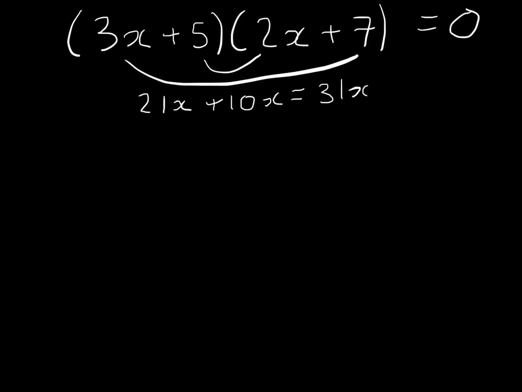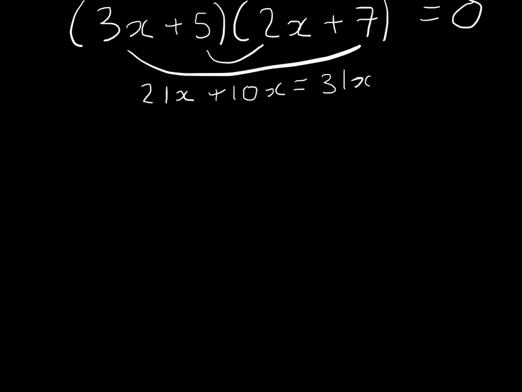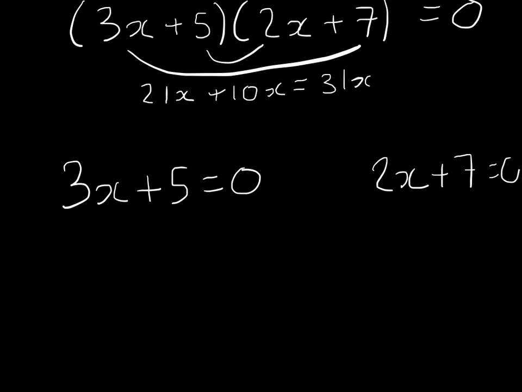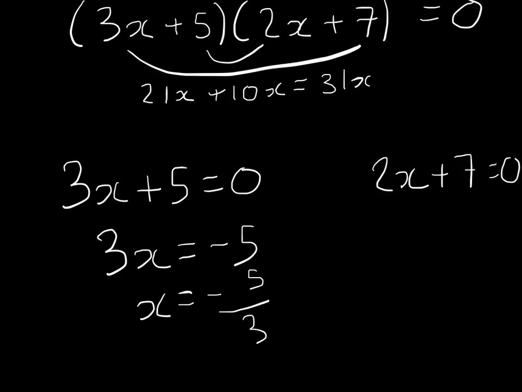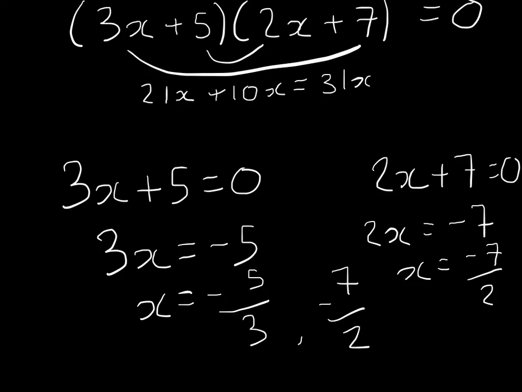Now, for this to be true, either my left bracket has got to equal 0, or my right bracket has got to equal 0. The easiest way, just write out 3x plus 5 equals 0, and 2x plus 7 equals 0. Okay, solve the equation. 3x is minus 5, so x is minus 5 over 3. Don't worry about working out what that is, leave it as a fraction. Same over here, 2x equals minus 7, so x equals minus 7 over 2. Write my solution, separated by a comma, and there you go.